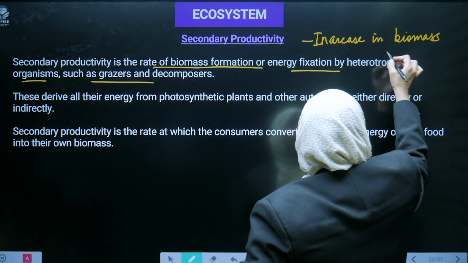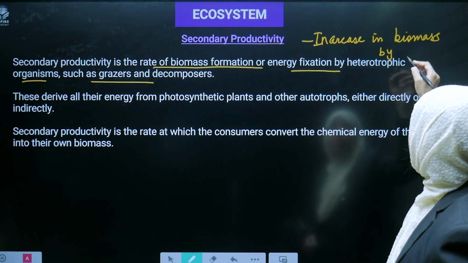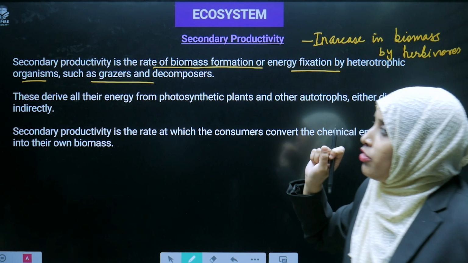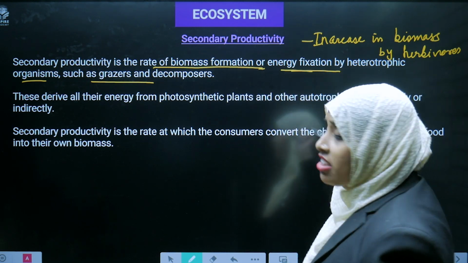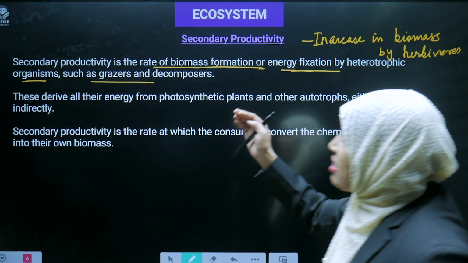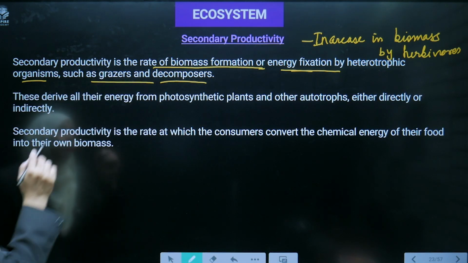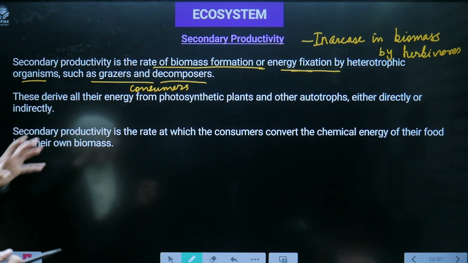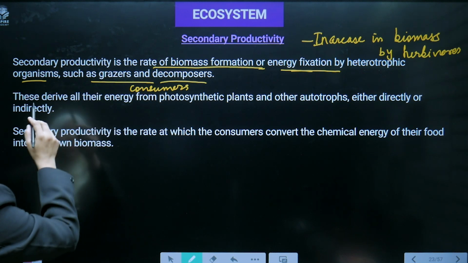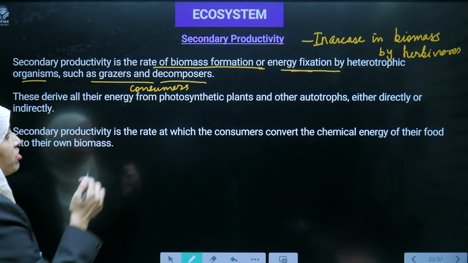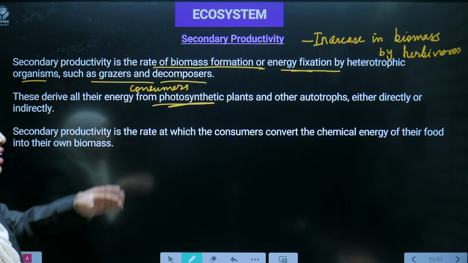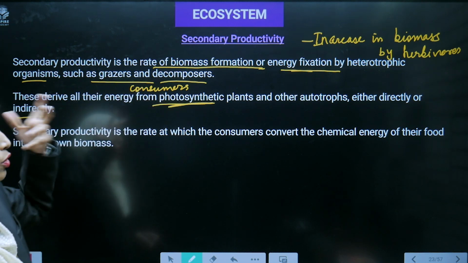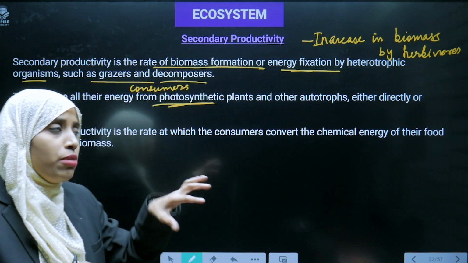So increase in the biomass will be performed by herbivores, those who eat herbs. Increase in the biomass by the herbivores. It is the rate of biomass formation or energy fixation by heterotrophic organisms such as decomposers as well as grazers. So simply we can count them as consumers, increase in the biomass by the consumer. How will consumers derive their energy? From the photosynthetic plants and other autotrophs, either directly or indirectly. Definitely, the nutrition and energy consumers get, directly or indirectly, depend on the producers.